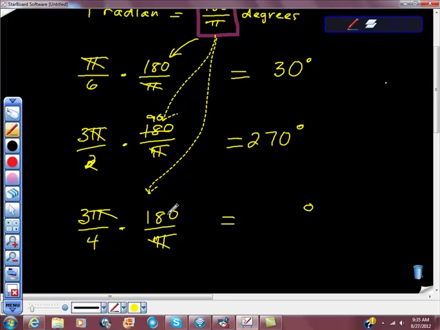Right? 180 divided by 4 is 45. It is 45, because half of 90 is 45. 3 times 45 is 135 degrees, isn't it? 135 degrees. So I think that gets us where we need to be.